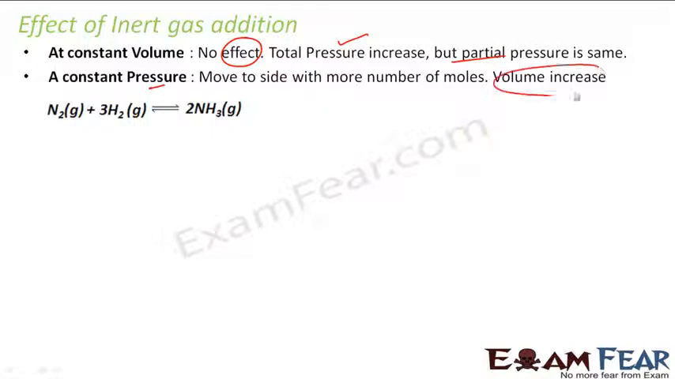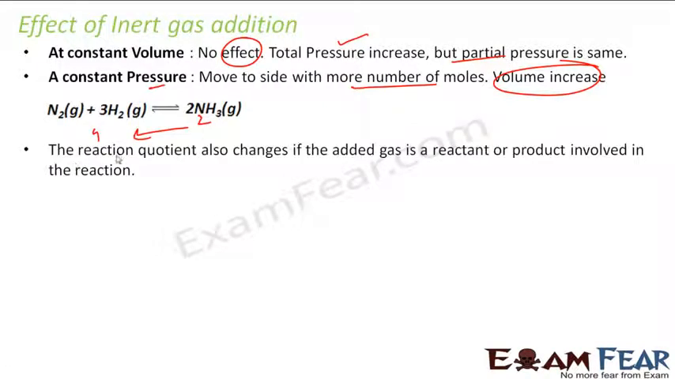But if the pressure is constant, the volume is increasing. In that case, we have the same concept. If the volume increases, the reaction moves to the side which has more moles. If the volume decreases, the reaction moves to the side which has fewer moles. So for N2, for example, let's suppose we have 2 moles here and 4 moles here. At constant pressure, if the volume is increased, it will move in this direction with more moles.